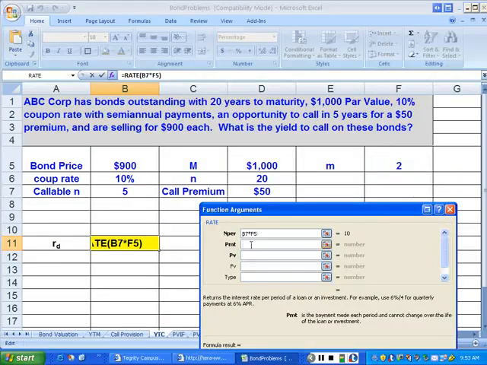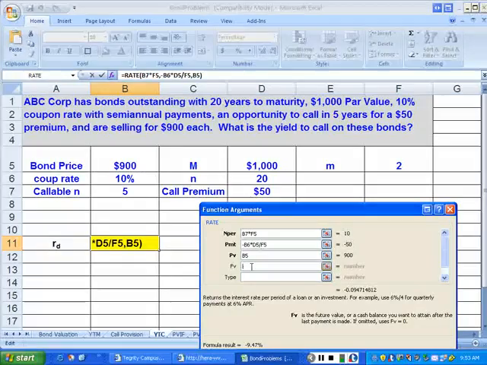The payment that would be involved is an outlay, and this is the coupon rate times the par value, $100 per year, split into 2 payments, so divided by small m, which gives us a $50 payment. The present value, that's the price, the $900 price that's going on at this point in time, and the lump sum that comes at the end is the return of par plus the premium.